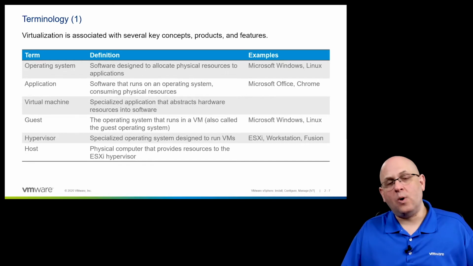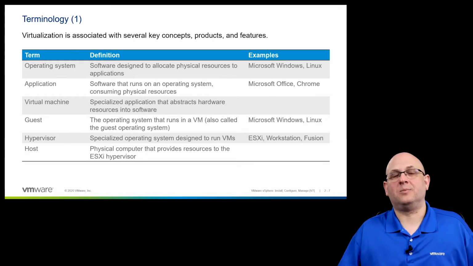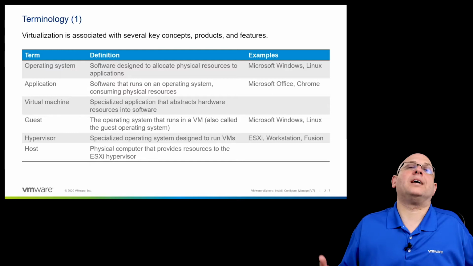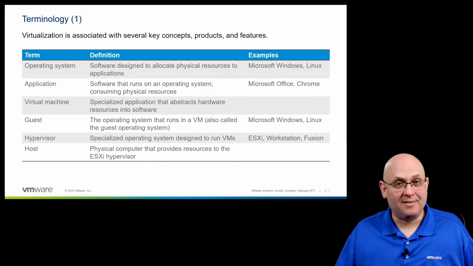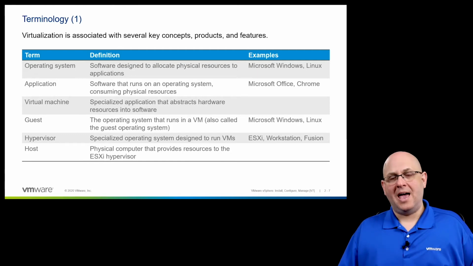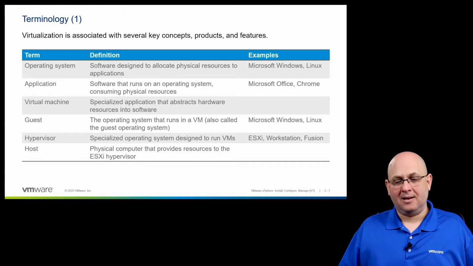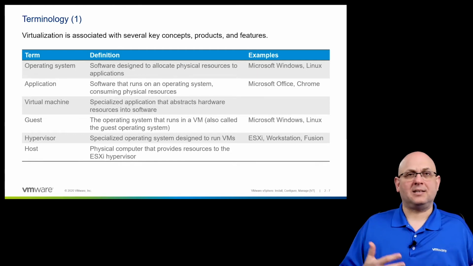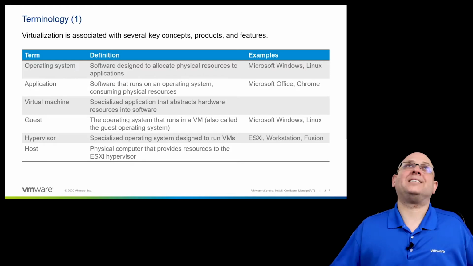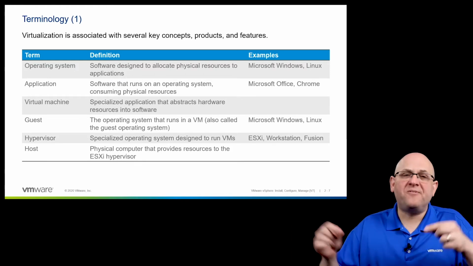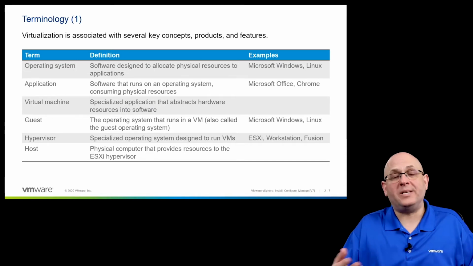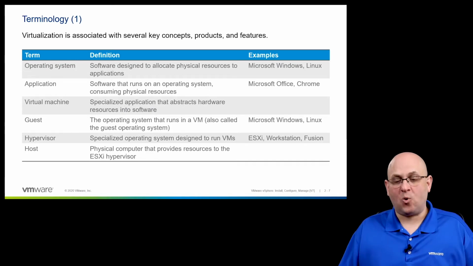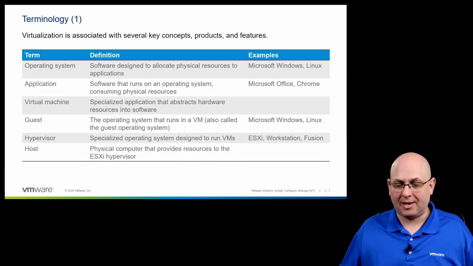Examples: Microsoft Windows, Linux operating systems, Mac OS, right? These are all examples of operating systems that we are all very, very familiar with, okay? And we might say that, well, the operating system provides us a desktop. Well, that is a feature of an operating system, but fundamentally, right, the operating system delivers physical resources to applications. That's great. Okay, so what's an application?